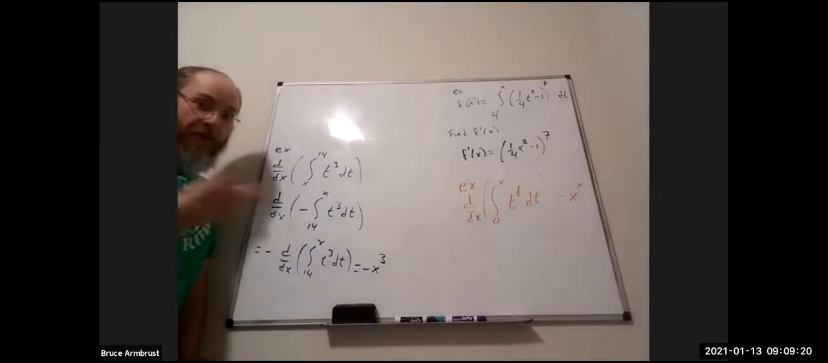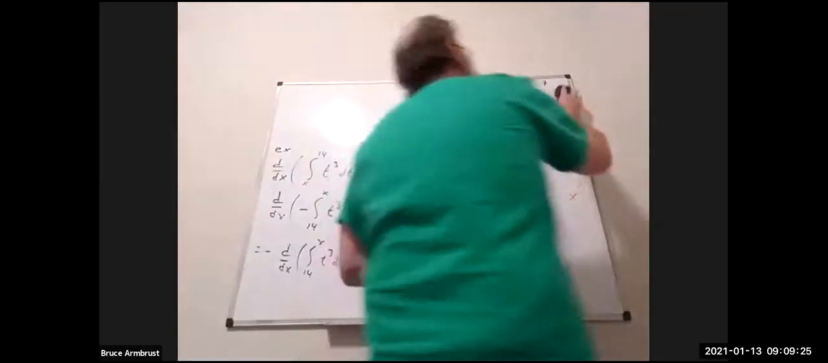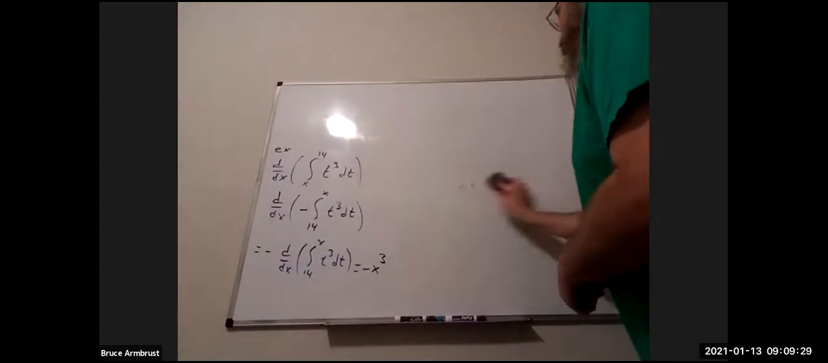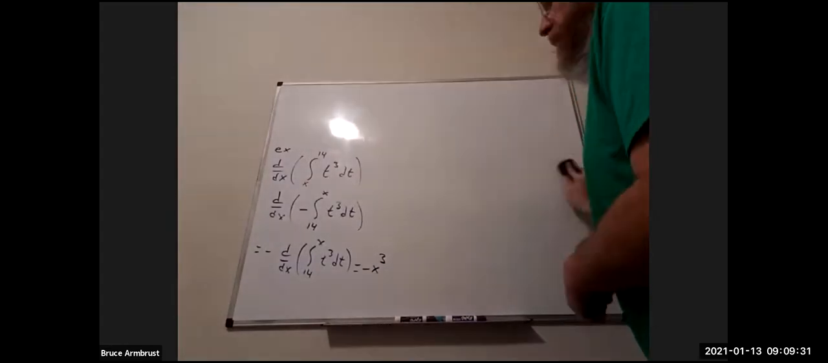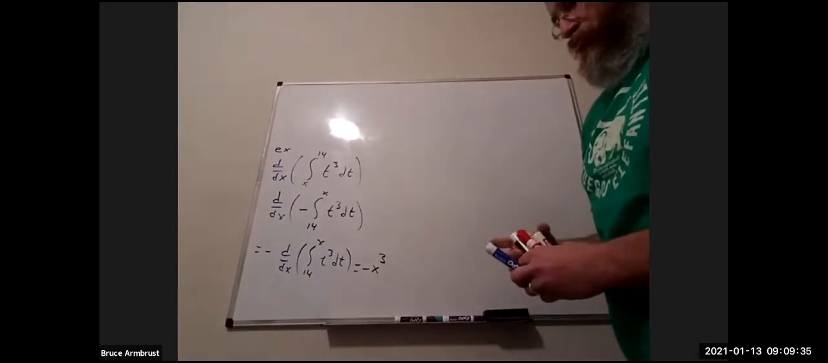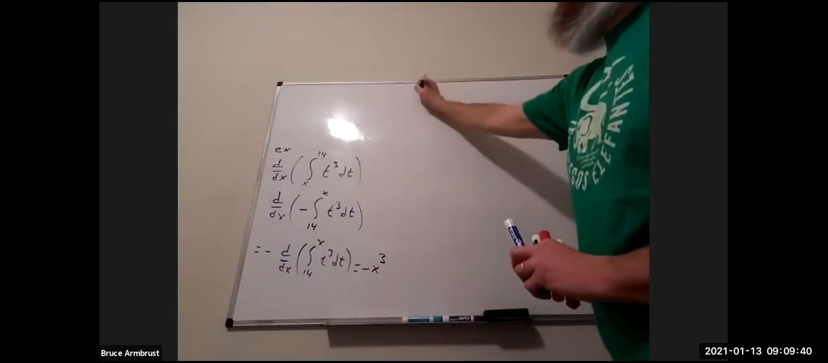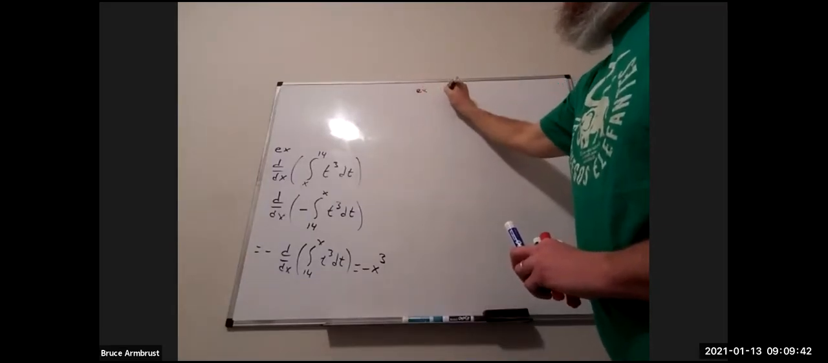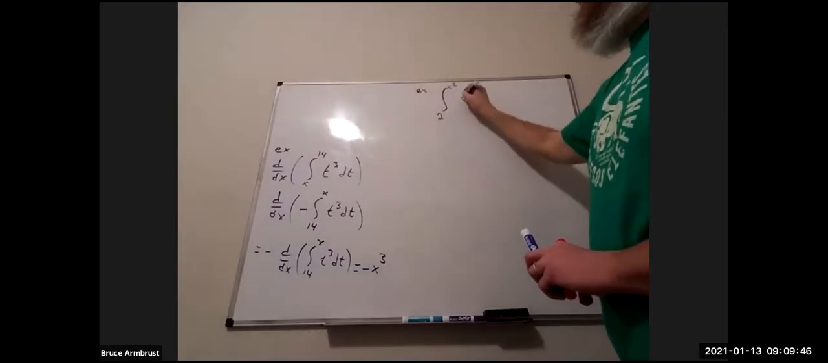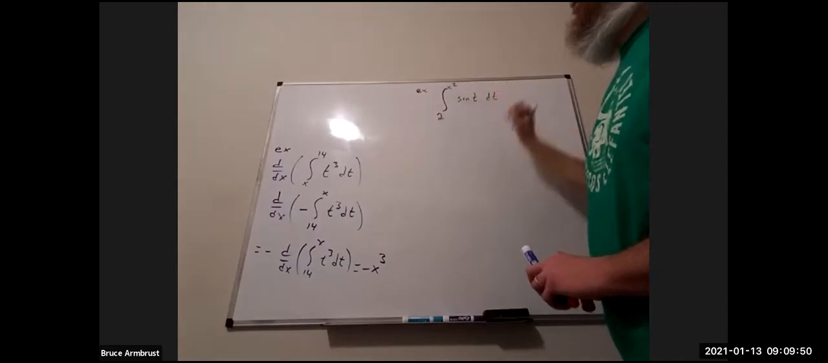All right, so here's another variation. Here's another one that's related, but isn't quite the same. What if, instead of going to x, we went to, say, x squared? Right? So let's say we're looking at an integral from 2 to x squared of, let's say, sine of t dt.